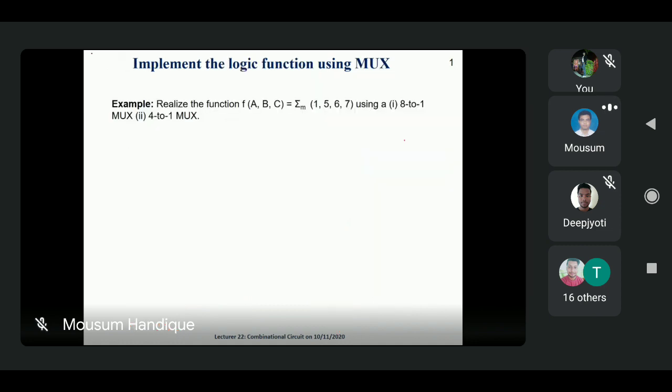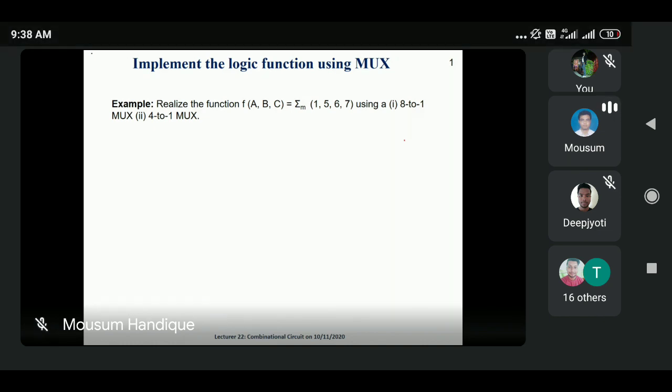So next one. Implement the logic function using mux. So how can you implement a logic function using a mux? Till now we have been discussing how to construct the mux and what types of mux are there. If we are using a big mux, some smaller muxes are used to construct the big mux. This particular part we have already discussed.